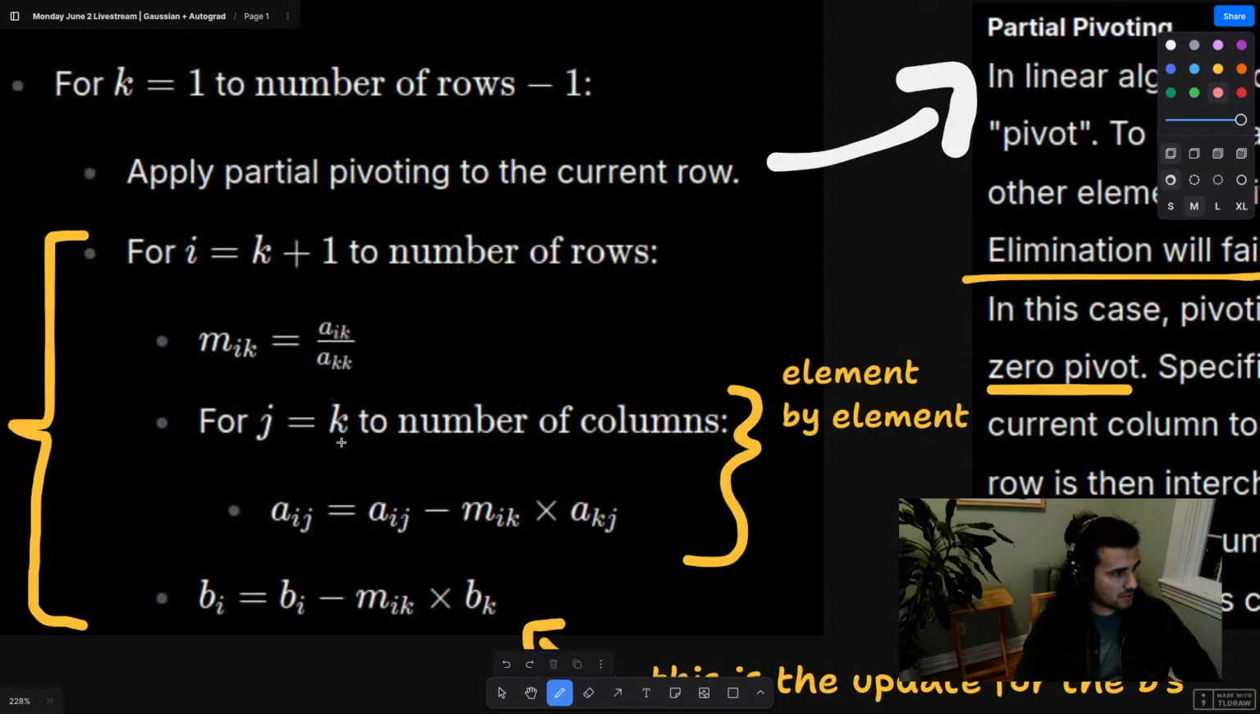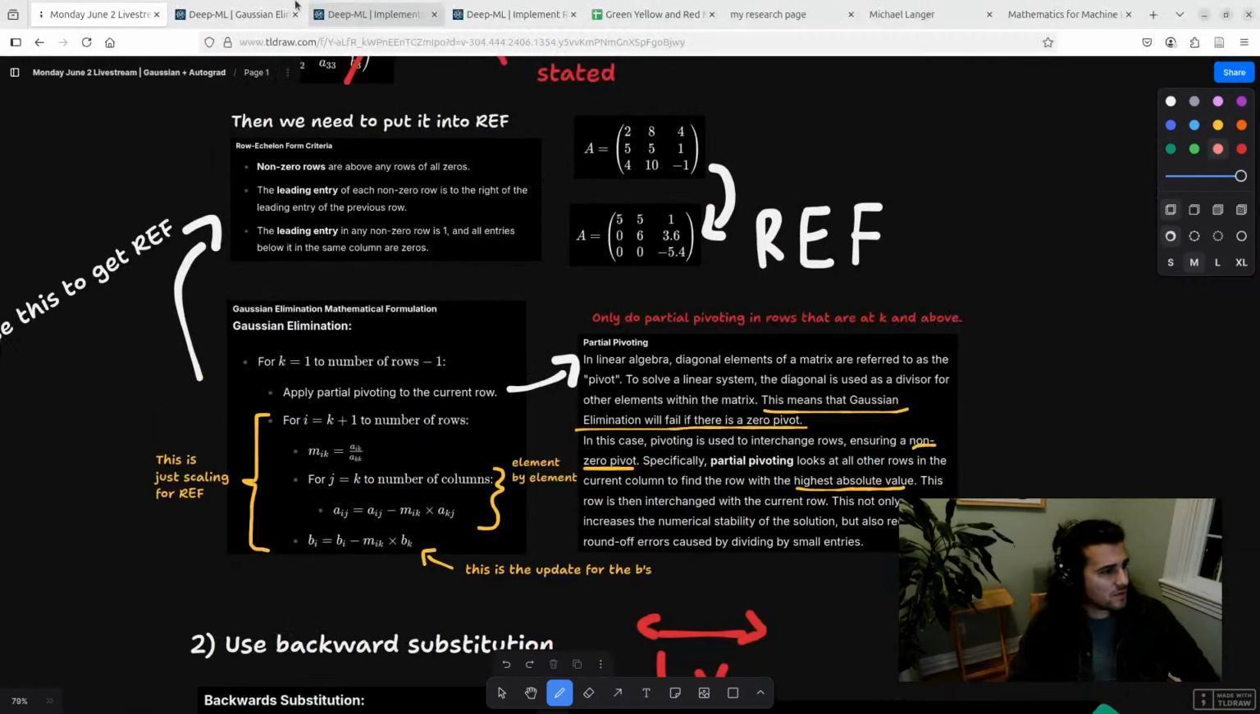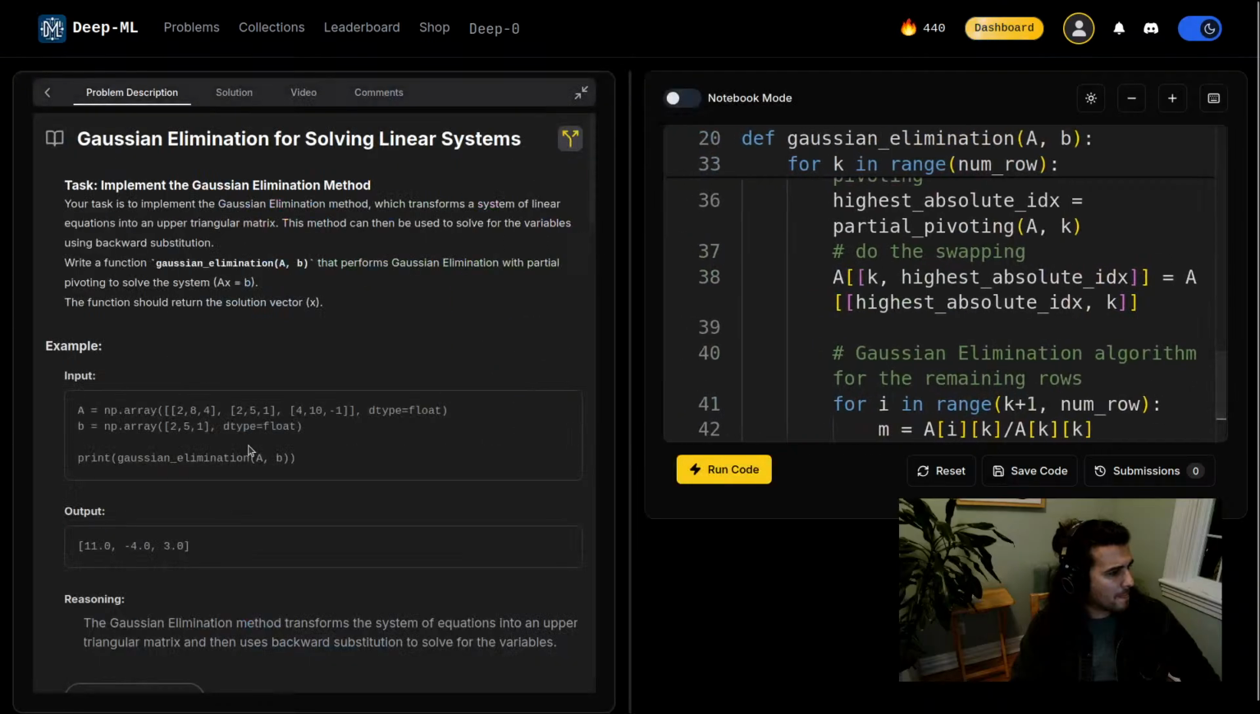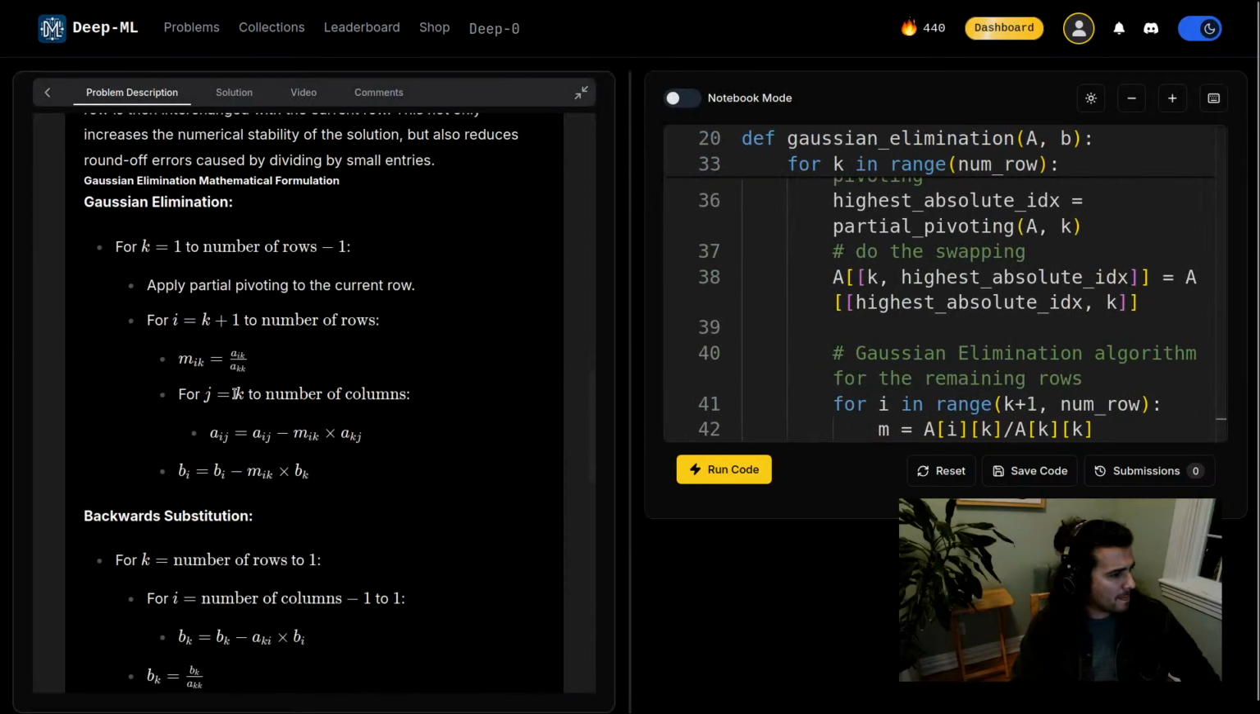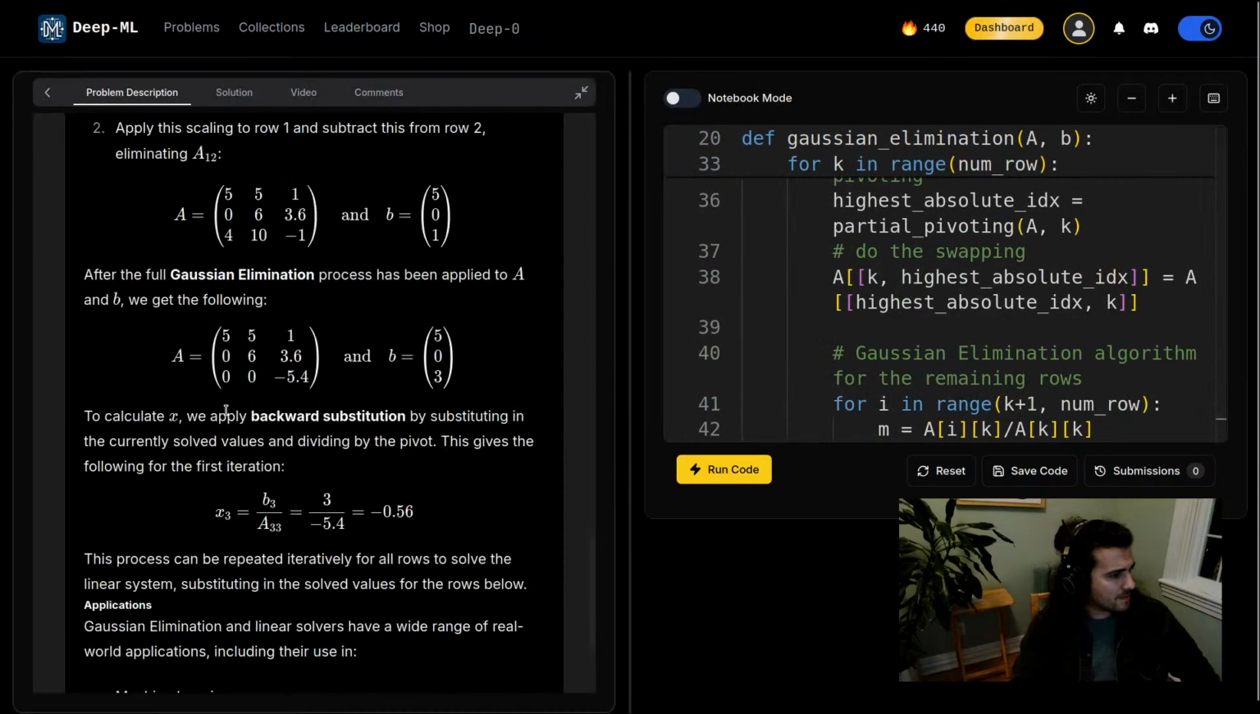So for j equal, wow, we're starting at k. This one I don't get. Yeah, this part is weird.